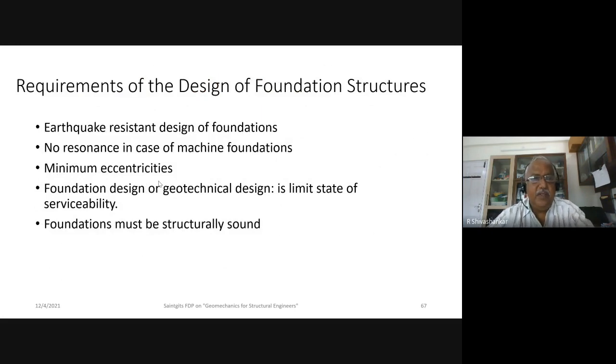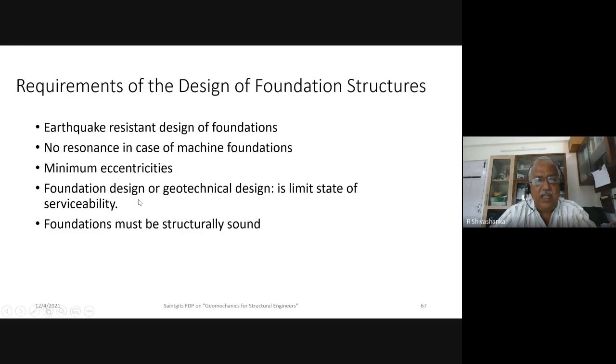And the foundation should be resistant to earthquakes, so you can use some ground improvement technique. And in the case of machine foundations, there should not be any resonance. So you should play with the natural frequency and the operating frequency. Minimum eccentricity is generally not in our hands. If the client says, yes, I want a very different structure, then we have to design it.